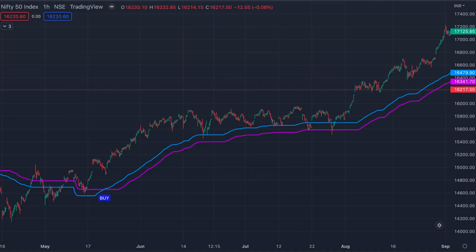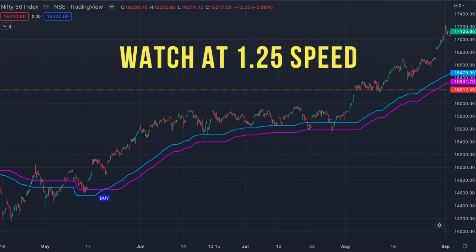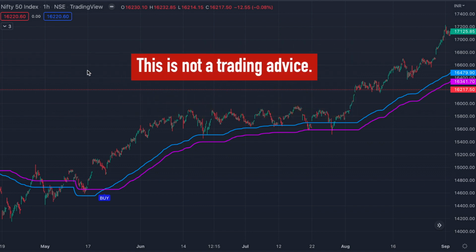Here is another TradingView strategy using 3 free indicators, and it's really profitable, and I haven't seen anybody else use this as of now. I'll just show you what it does. So this is the hourly chart of Nifty 50 index. I'll also show you the BTC USDT chart in a while.